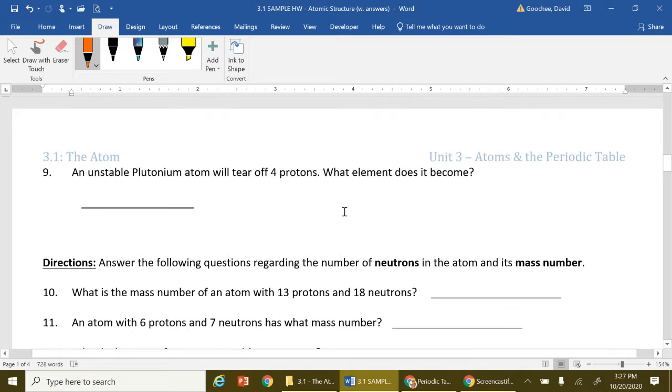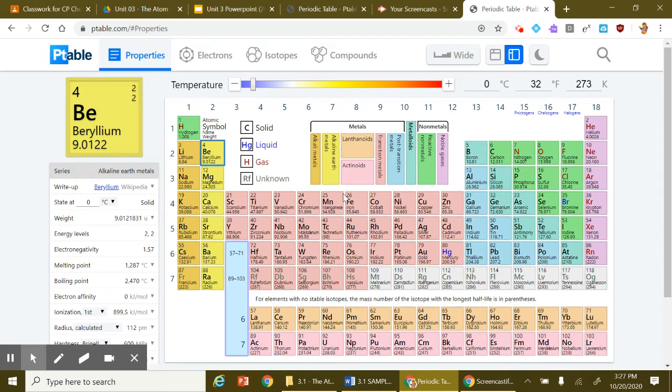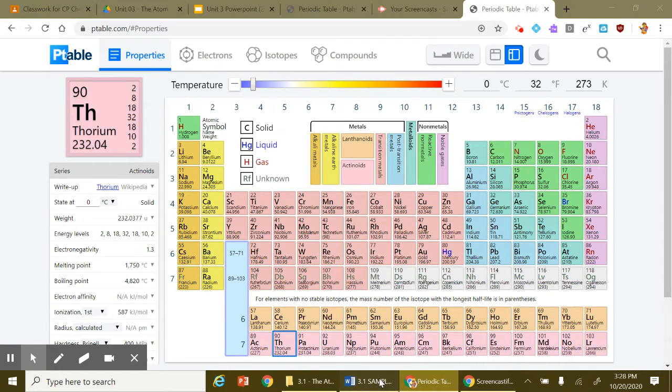Ooh, here's a tougher one. An unstable plutonium atom tears off 4 protons. What does it become? Okay, so let me go take a look. Let me find plutonium. Ah, here it is. Element number 94. If it tears off 4 protons, it goes down by 4. It becomes element 90, which is thorium.